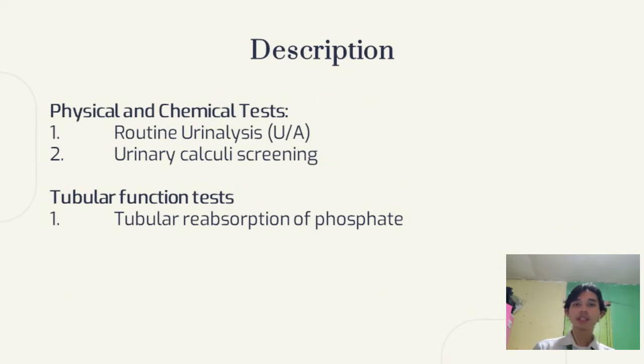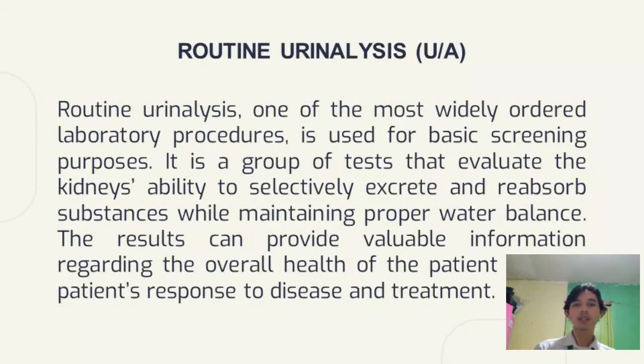So for the physical and chemical tests, there would be routine urinalysis and urinary calculi screening. And for the tubular function test, there will be tubular reabsorption of phosphate. So first is routine urinalysis. Routine urinalysis, one of the most widely ordered laboratory procedures, is used for basic screening purposes.